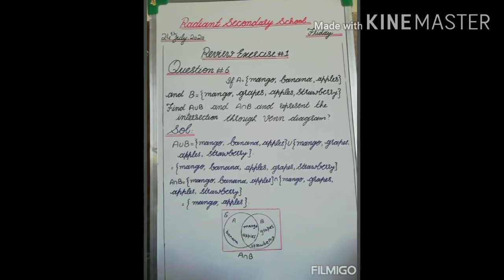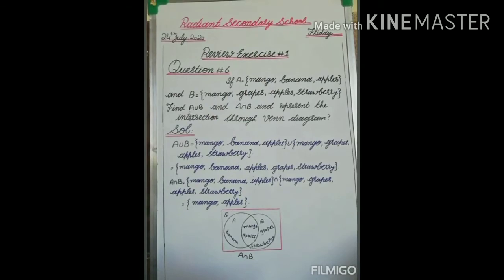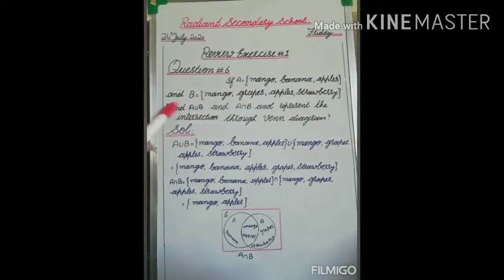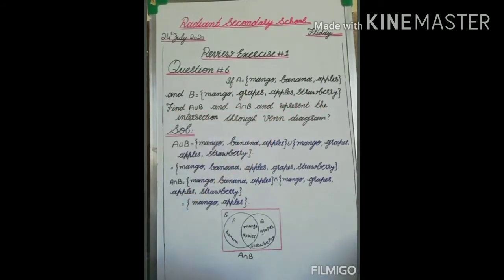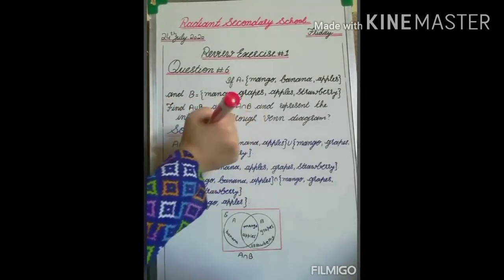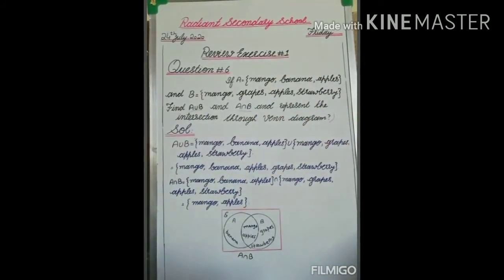Students, today we are starting review exercise number 1, question number 6. Firstly, read the statement of the question. So the question is: if set A has the elements mango, banana, apples, and set B has mango, grapes, apples, strawberry, find A union B and A intersection B and represent the intersection through a Venn diagram. It means that there are 3 parts for this question. Firstly, find A union B, the second part is A intersection B, and the last part is to represent the intersection through a Venn diagram.